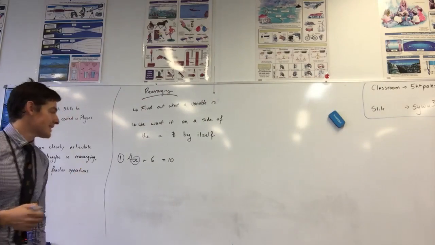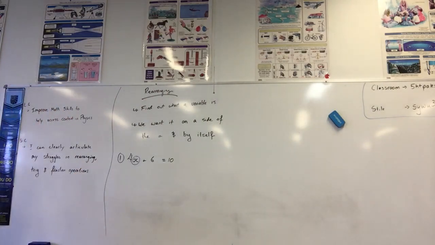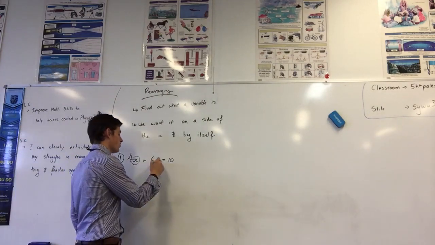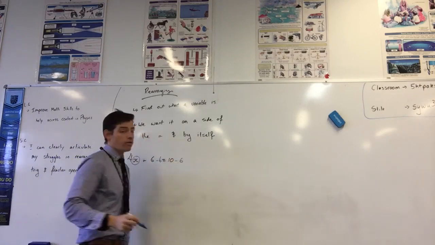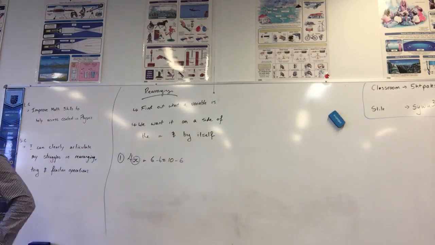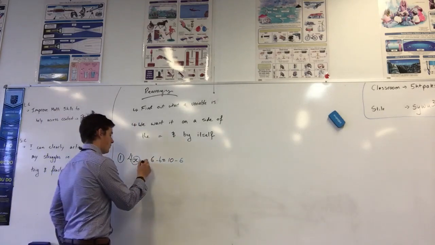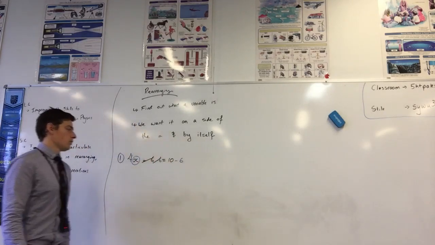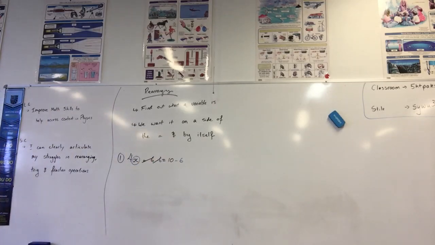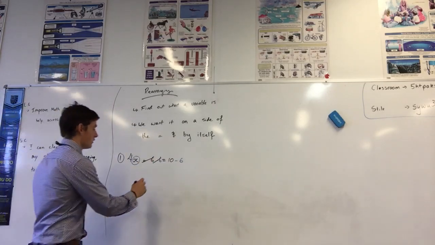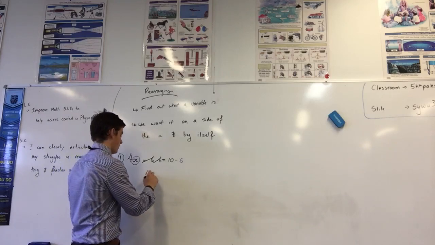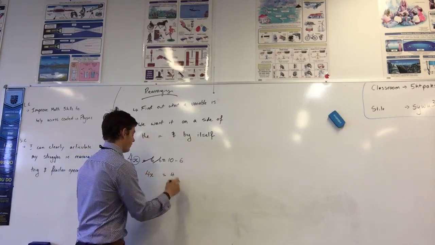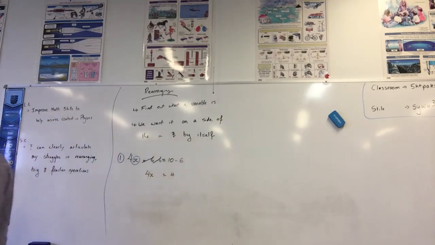How do I get rid of that 6? Minus 6. So I subtract 6 from both sides, and I'll physically write it almost every time. Now what have I been left with? What's my next line? 4x equals 4. Now what do I do? Divide both sides by 4.